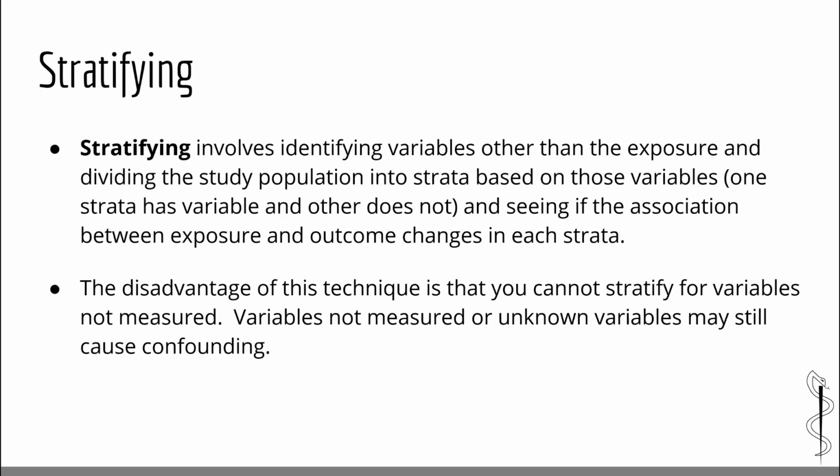So what is stratifying? Stratifying involves identifying variables other than the exposure and dividing the study population into strata based on those variables. One strata has a variable and the other does not, and then seeing if the association between exposure and outcome changes in each strata. This is the technique which we talked about in example 1 and example 3 of this chapter. The main disadvantage of this technique is that you cannot stratify for variables not measured. Variables not measured or unknown variables may still be a source of confounding bias.